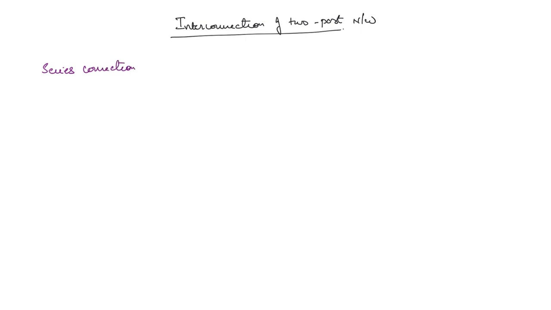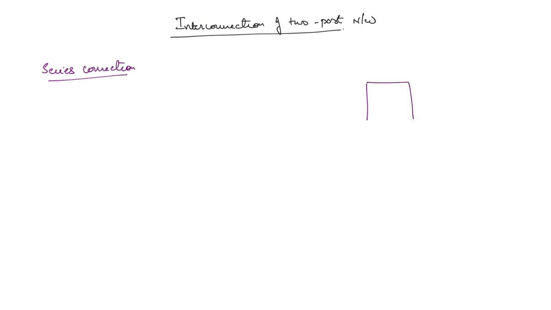Let us now discuss the interconnection of two-port networks. There are different ways in which two-port networks can be connected with each other. In such a case, what will happen to its two-port parameters? Okay. So first we will see the series connection. So how will a series connection look like?